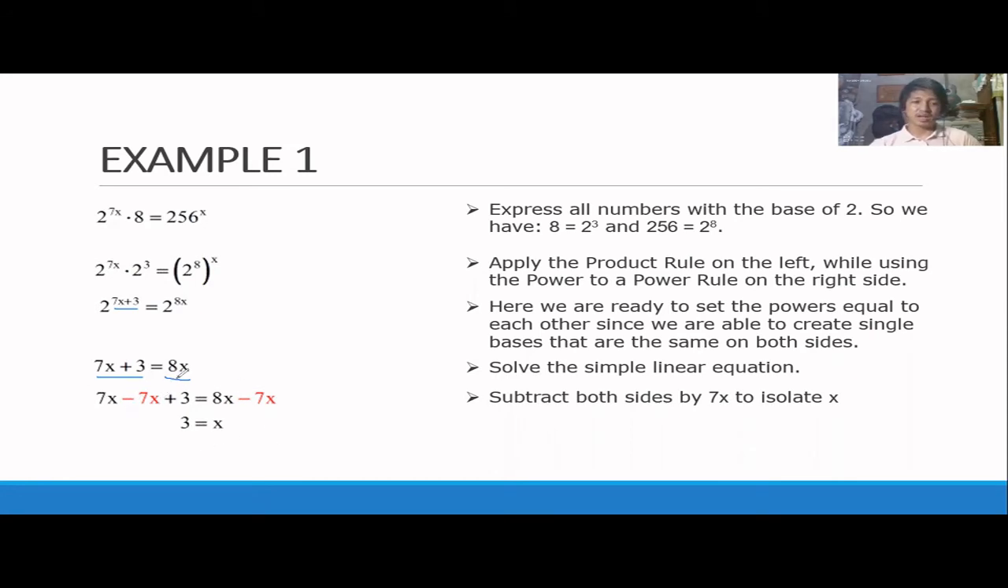Pwede din naman natin i-transpose. We can transpose 8x on the other side and then we can transpose positive 3 on the other side. Pwede din naman na yung 7x i-transpose natin dito sa kabila. So ang nangyari dito, yung 7x na-transpose dun sa kabila, kaya siya naging negative 7x. So cancel out na to, and then ang maiiwan is yung positive 3. So 8x minus 7x, we evaluate this part, kaya siya naging variable x. So ang final answer natin ay positive 3.